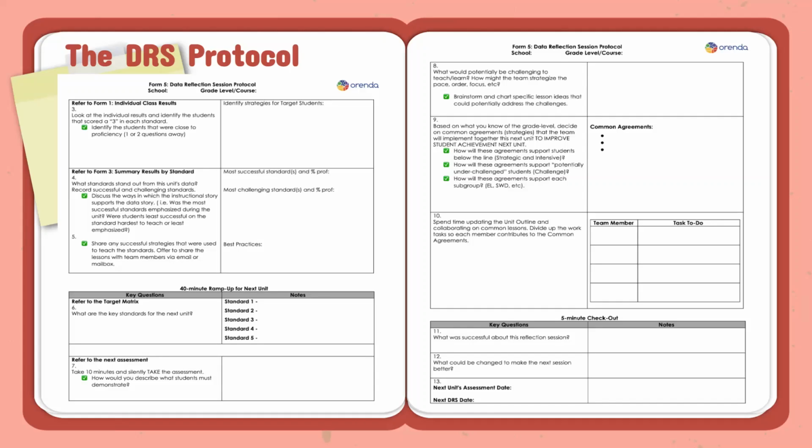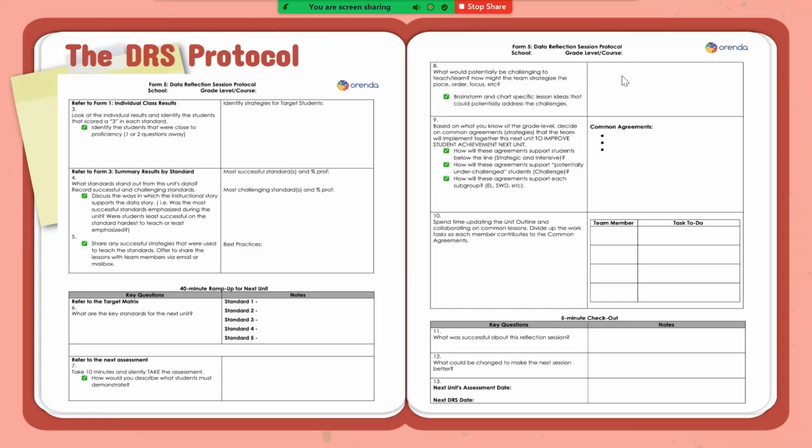Pay close attention to the vocabulary used and forms of questions asked on the assessment. Think about ways you can implement similar vocabulary and question stems in your upcoming unit instruction so that students are more exposed to the type of questioning they will be given on the test. In the notes section of your DRS protocol form, document any of these types of observations to describe what your students must demonstrate and be able to do on this assessment.